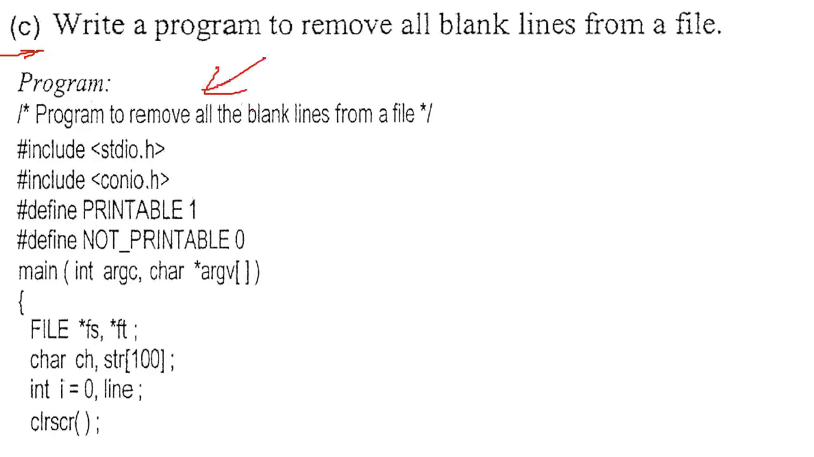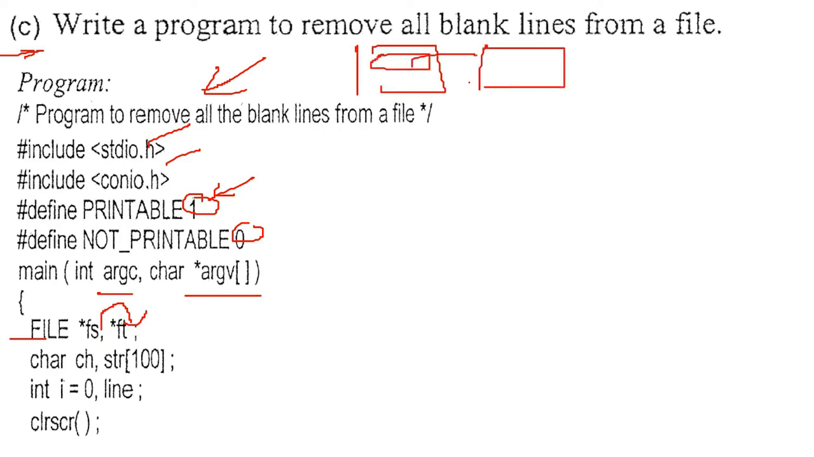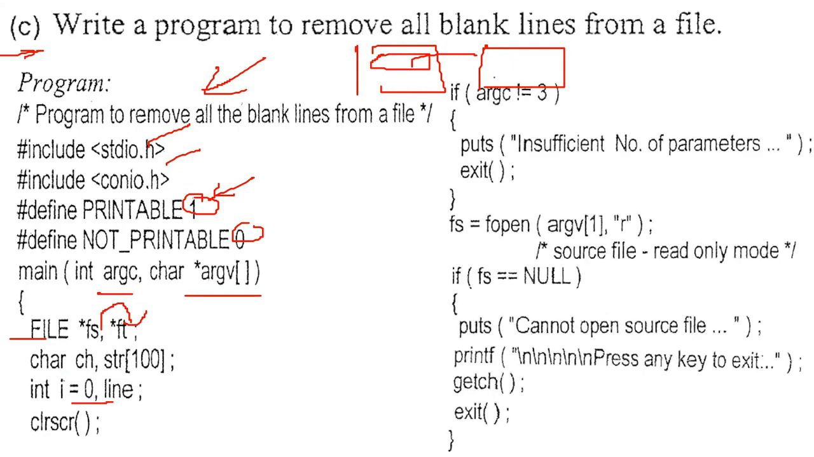So we have stdio, conio. Now we have two macros, printable and non-printable. This is a command line program. So this is file, this is source, and this is target. We'll take all the content which is not blank to the target file. So we have taken some variables. Here, because this is a command line, this is the file name, this is the first string, this is the second string. First string is what? It is the source. Then we have a target. So we have to see that the argument count has to be 3. Otherwise, we just say that there are not enough parameters.